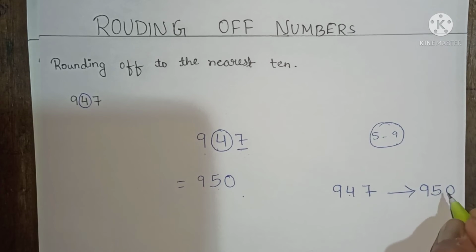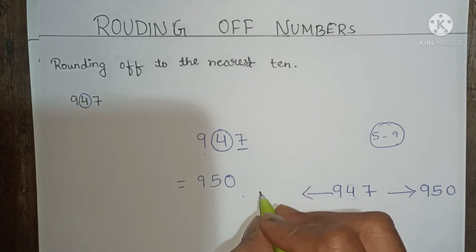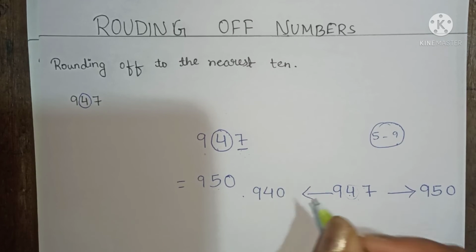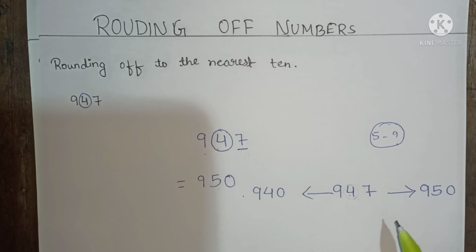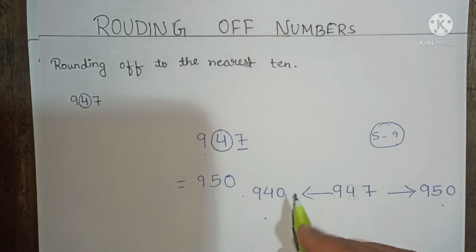4 will become 5 because we have to change the tens place number, and this ones place digit will become 0 because it is on the right side, and here it will lie between 940. So 947 lies between 940 and 950. So 947 is the bike which is riding और ये इन दोनों के बीच में है.